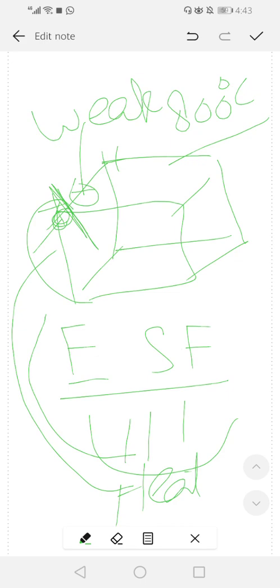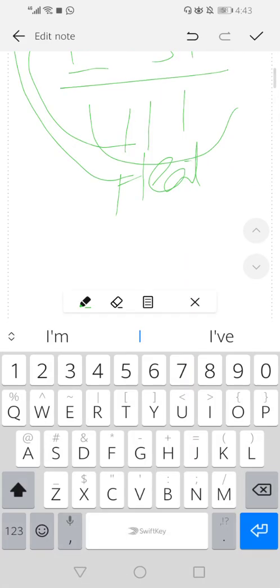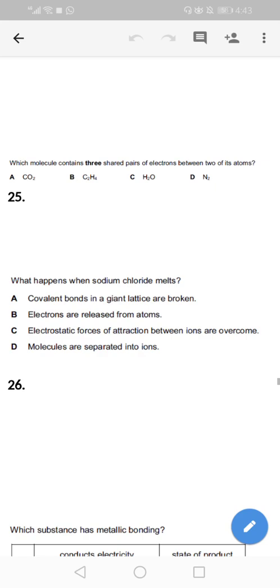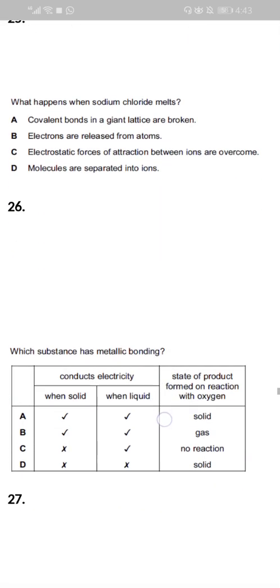And when the heat is removed, these positive and negative ions attract each other again, and it solidifies and makes a crystal just like before. So molecules are separate. D is not the right answer, so C is the right answer.